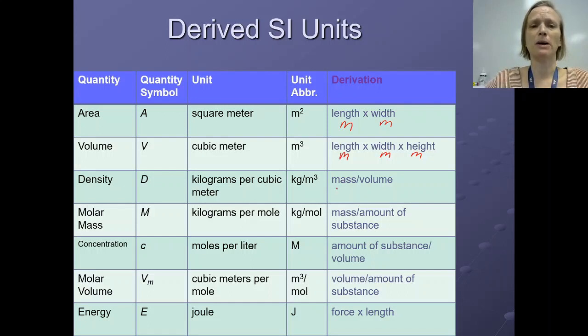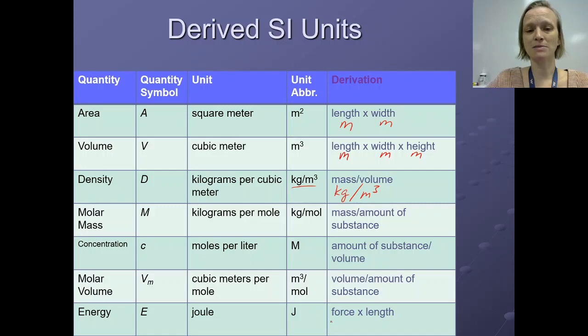Density is mass divided by volume. So you do kilograms for the mass, and volume is meters cubed, and you end up with kilograms per meters cubed. We'll get to molar mass later in the year, and concentration and molar volume. Energy is one that we will talk about. Energy, the units are joules, and it doesn't look like it's a derived unit, but really it is.